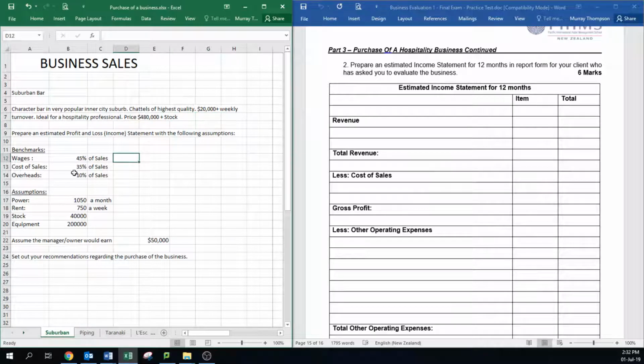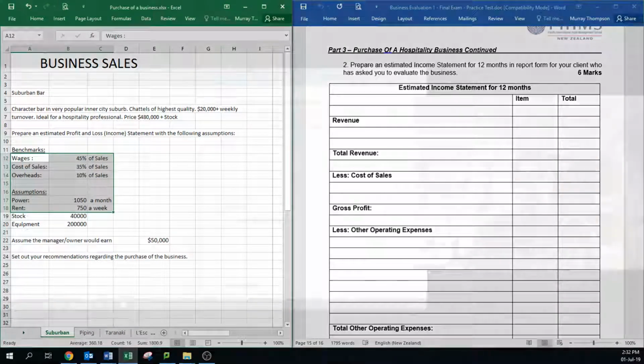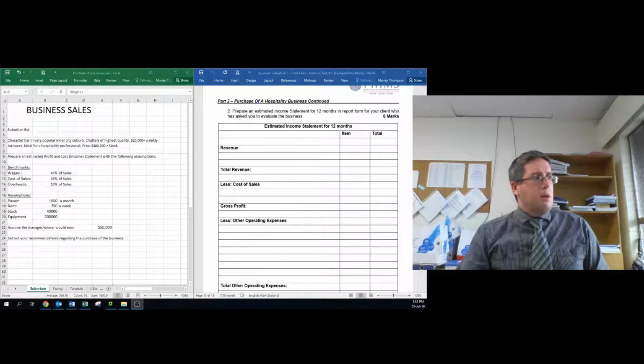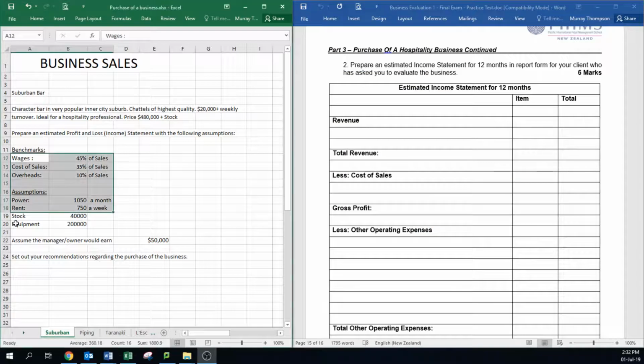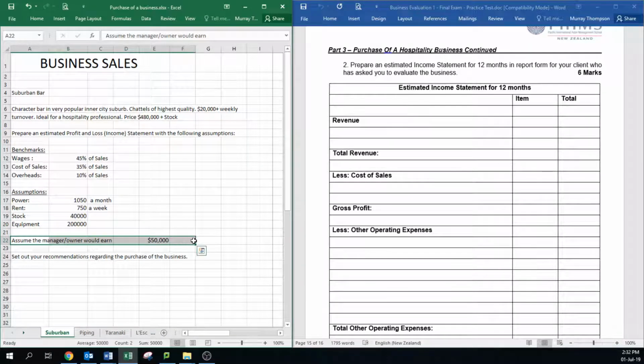Okay, after that we're given some figures. Now you'll find 5 of the figures relate to expenses. They are wages, cost of sales, overheads, power, and rent. So you will use those in step 1. And then 2 of the items, they are stock and equipment. So they are for calculating goodwill, and you'll be using those in step 2. Then we've also got what the owner would normally earn. That's $50,000, and that will be used in step 3 to calculate super profit.